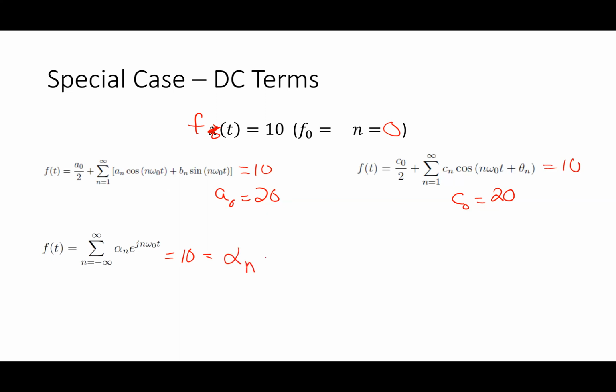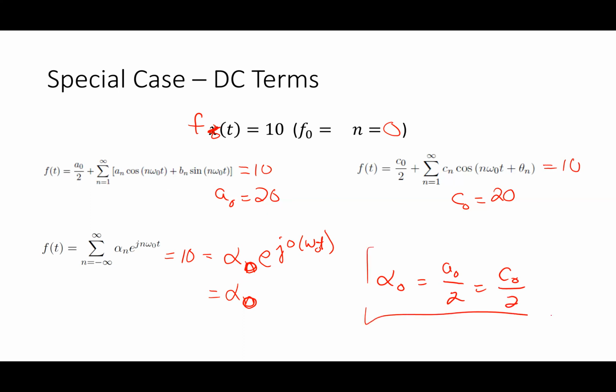Alpha n e to the j 0 omega t, this guy would become 1, so this just becomes alpha n. So what I see is that this is always the case when I get to alpha 0. So what I have is alpha 0 equals A0 over 2 equals C0 over 2. This is the part that will cause you problems later. In two versions of the series, there's an over 2, and in one of them there's not.